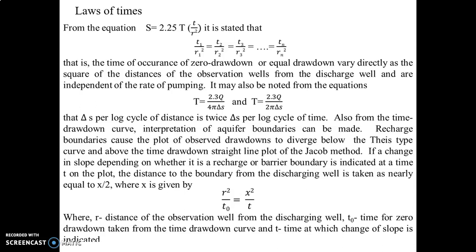Recharge boundaries cause the plot of observed drawdowns to diverge below the Theis type curve and above the time drawdown straight line plot of the Jacob method. If a change in slope, depending on whether it is a recharge or a barrier boundary, is indicated at a time t on the plot, the distance to the boundary from the discharging well is taken as nearly equal to h by 2, where h is given by r square by t0 equals h square by t. Here r is the distance of the observation well from the discharging well, t0 is the time for zero drawdown taken from the time drawdown curve, and t is the time at which the change of slope is indicated.